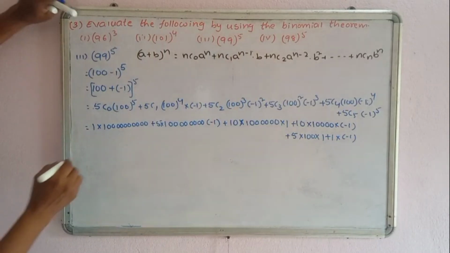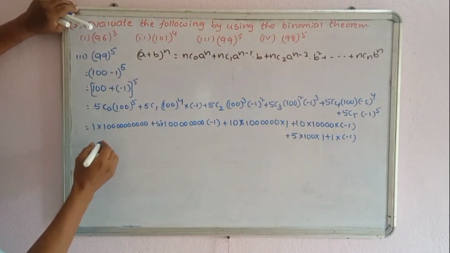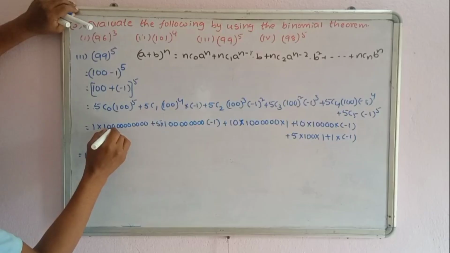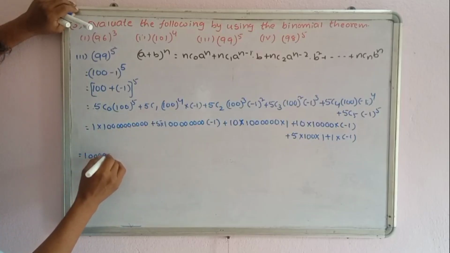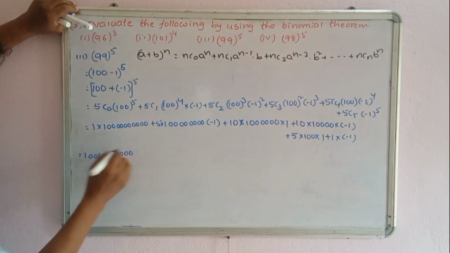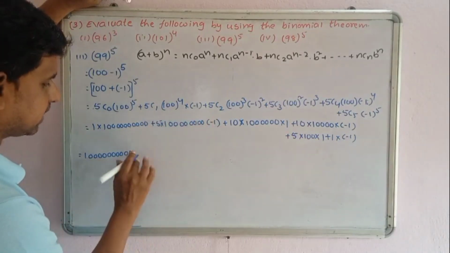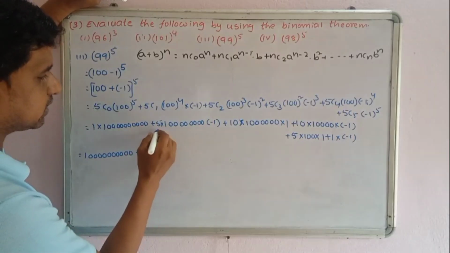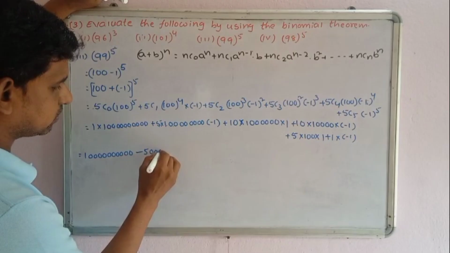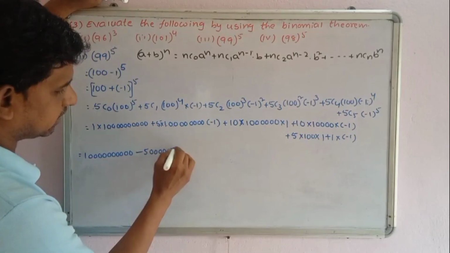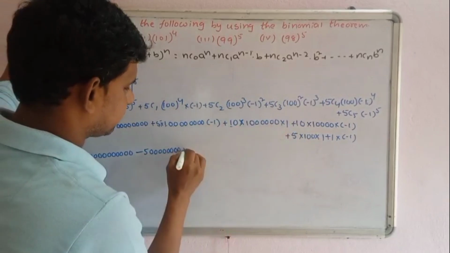Okay, that equals, write this step as it is, because when 1 is multiplied with any number, we get the same number. 1, how many zeros are there? 1, 2, 3, 4, 5, 6, 7, 8, 9, 10. Plus into minus. 5 times 1 is 5. How many zeros are there? 1, 2, 3, 4, 5, 6, 7, 8. 10 into 1 is 10, otherwise 1 into 1 is 1.